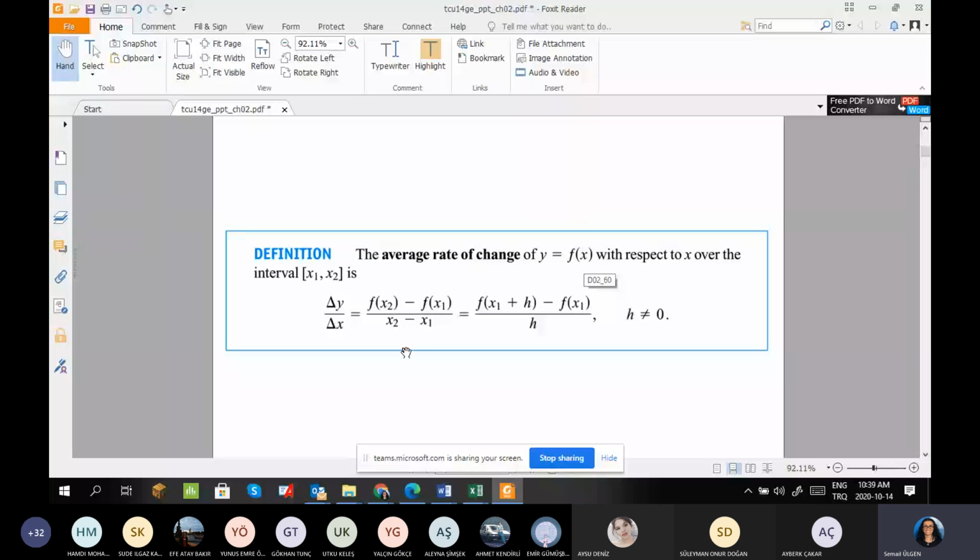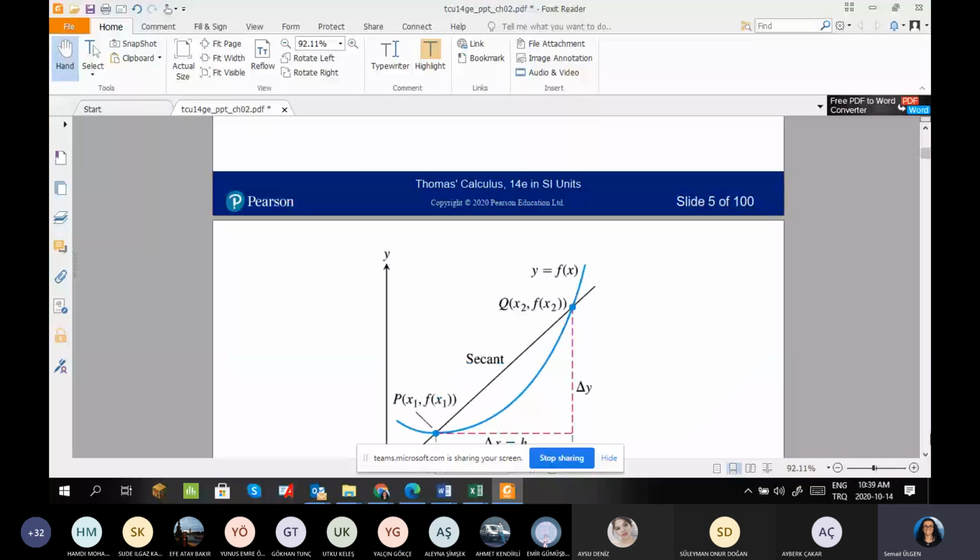Again, a similar thing, we use h because h is used for the time interval. So x1 plus h is going to be the next x, like x2, okay? And x1 is x1, over h. And of course, h is never ever 0. So this is a generalized definition of what we had seen, average velocity. You should just consider it that way.